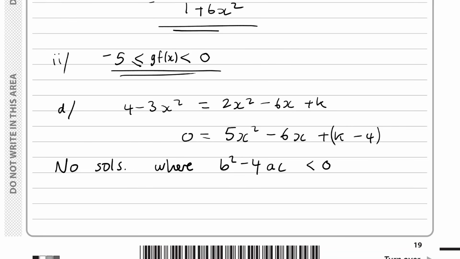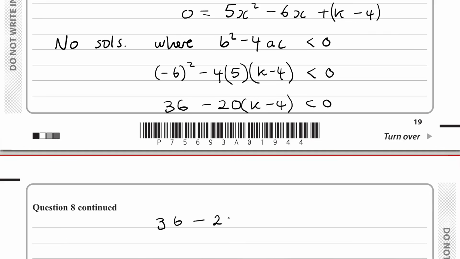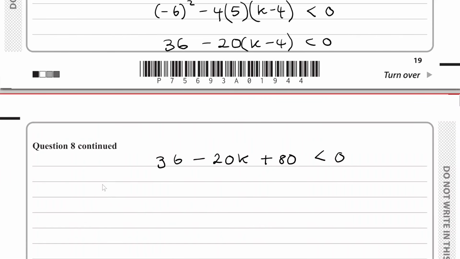So b is negative 6. So we're negative 6 squared minus 4 times a, which is 5, times c, which is k minus 4, is less than 0. Negative 6 squared is 36. Negative 4 fives is negative 20, and we just have to expand that bracket still. 36 minus 20k plus 80 is less than 0. Let's plus the 20k. 36 and 80 will be 116.